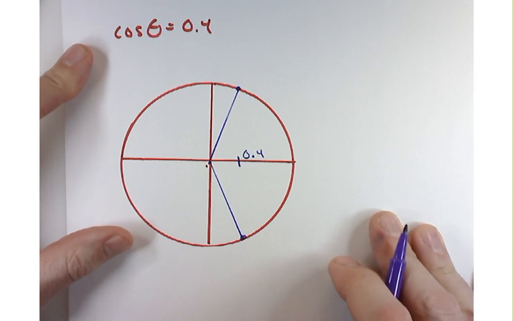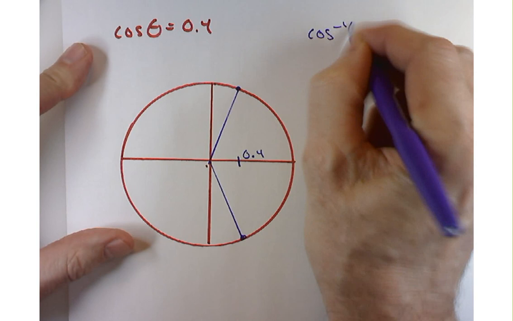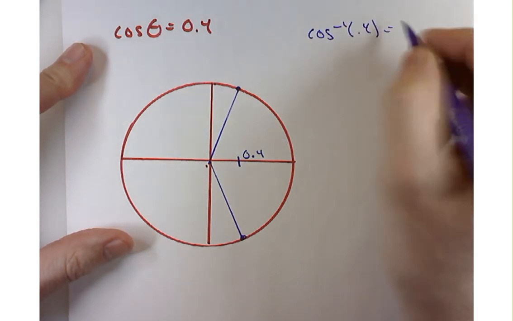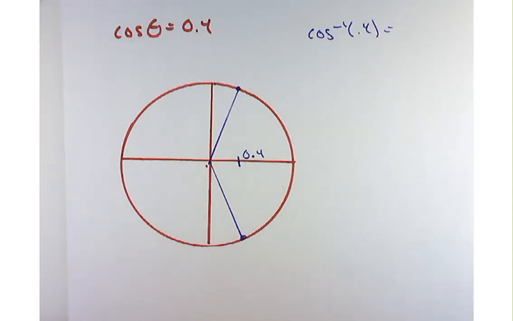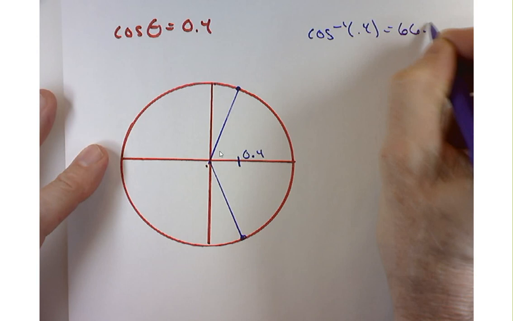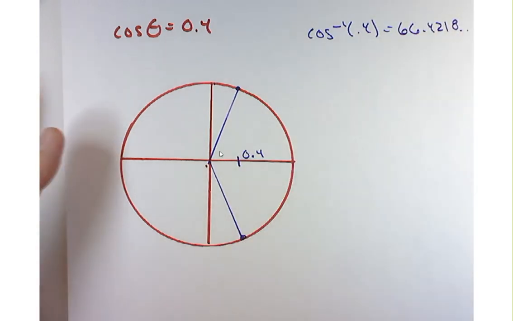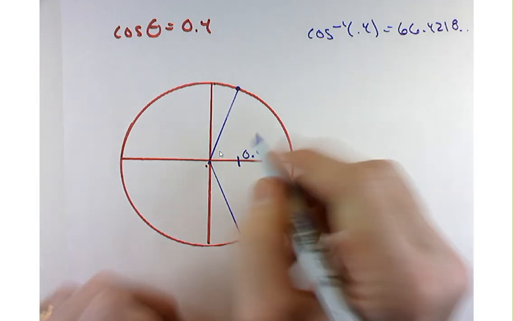Okay, so I do the inverse cosine of 0.4 and I get some number, 60 something, 70 something. 66.4218. And that's great. That's this first angle here. We'll call that theta.